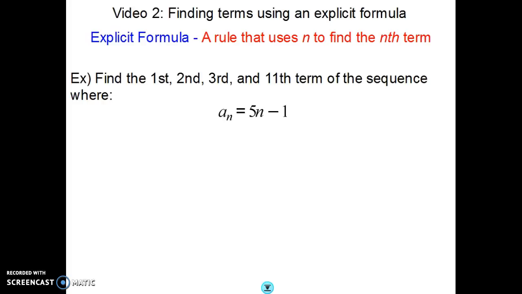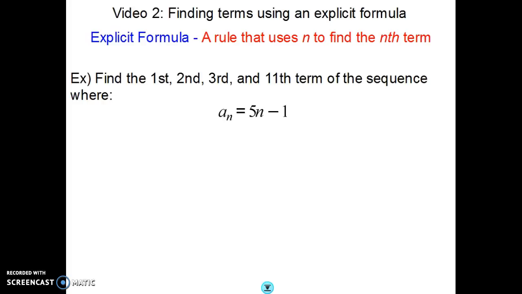The big deal with explicit formulas is that they let us jump straight to a specific term and calculate that. We don't have to know the 10th term to find the 11th term. We can just jump right to the 11th term. So let's look at an example. Find the first, second, third, and 11th term of the sequence where a sub n equals 5n minus 1.